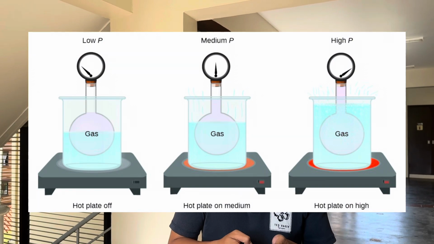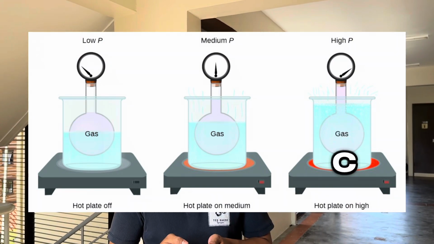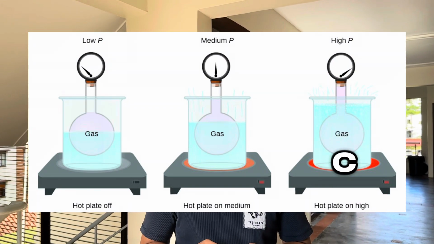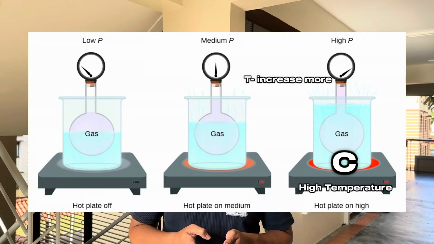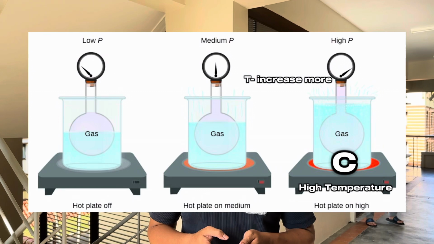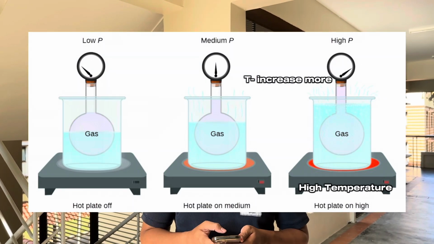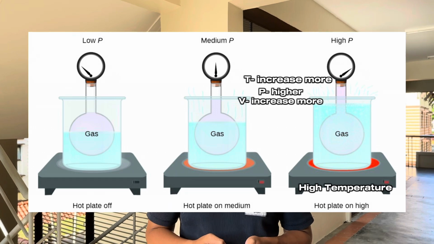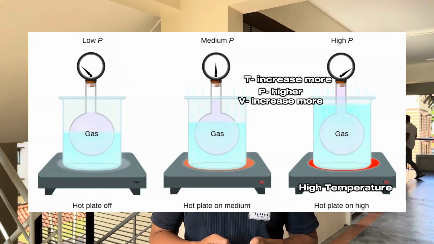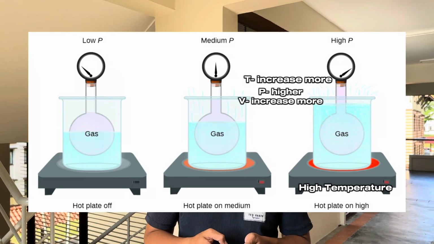And then for beaker C, I will increase the temperature more by using high temperature on the hot plate, so when the temperature is high, the pressure will be high also, followed by the volume, so that we can know the relationship between pressure, volume and temperature.